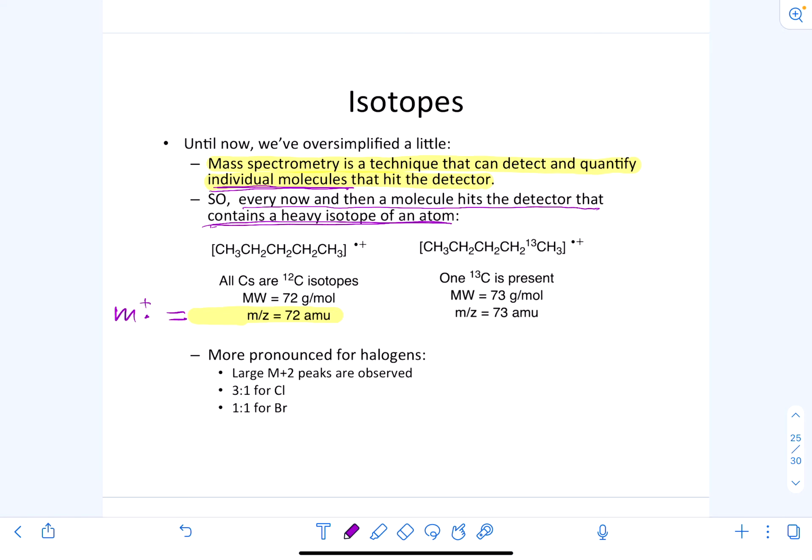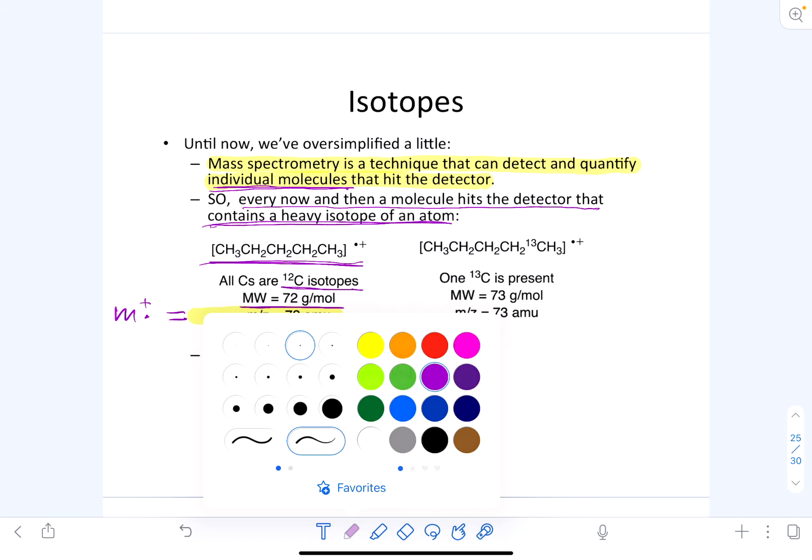But what we're assuming when that molecular ion hits the detector is that all five of those carbons in pentane are carbon-12 isotopes. So we don't have any heavy isotopes of carbon in this sample. When that one ionizes, it runs down and hits the detector. Since all of these are C12 isotopes, we see a 72 AMU measurement that corresponds to 72 grams per mole, which is what you would get for the molecular weight if all of the atoms are carbon-12.